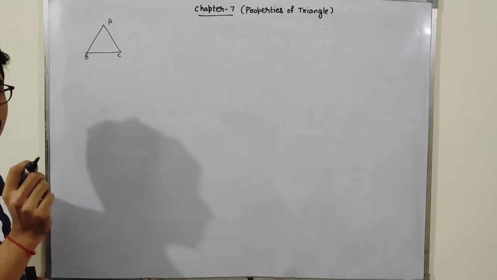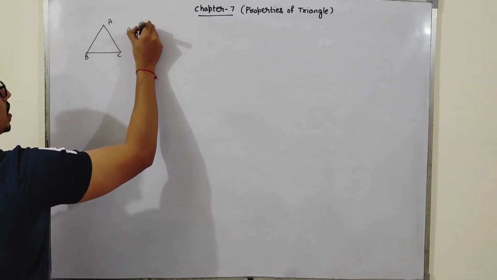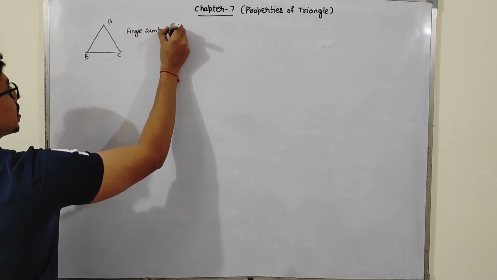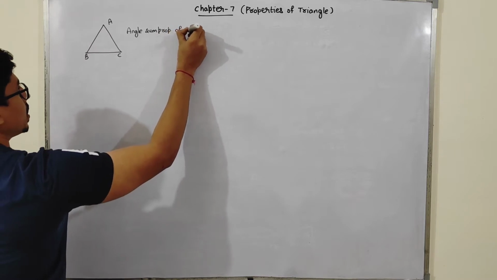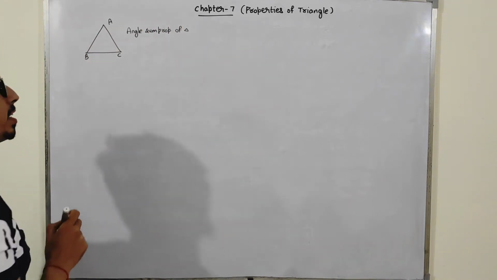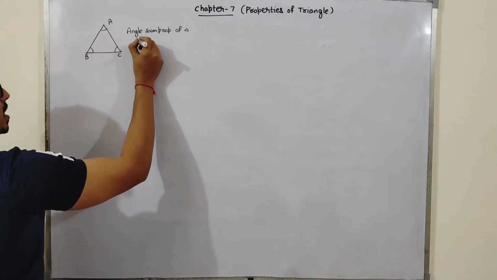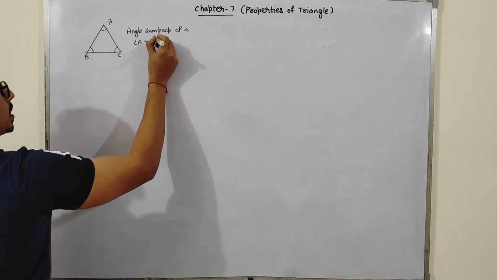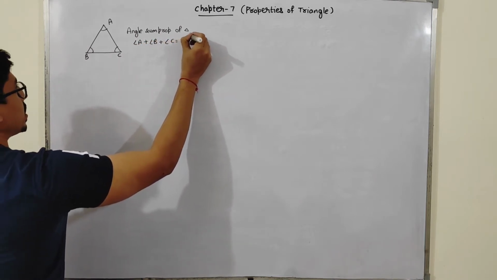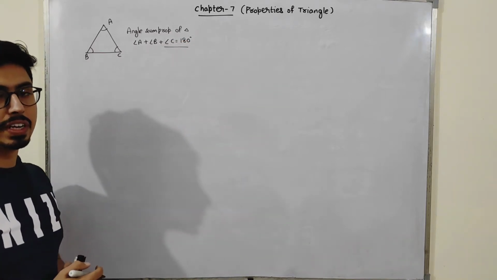Then by the angle sum property of triangle, I can say that the sum of the angles of the triangle is 180 degrees. So the sum of the angles of triangle, that is angle A plus angle B plus angle C, is 180 degrees. So this is the angle sum property of triangle.